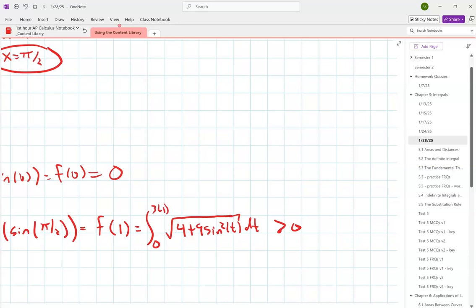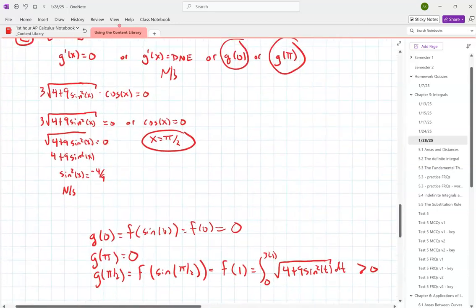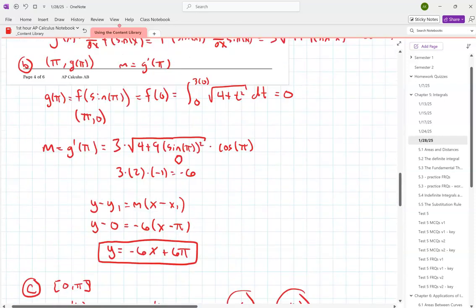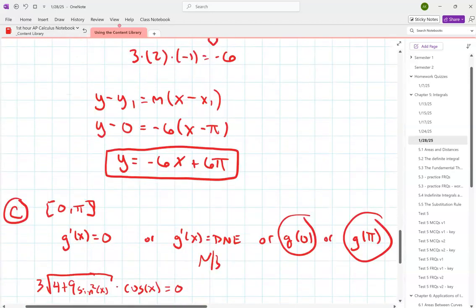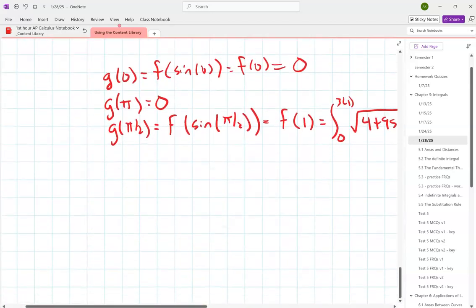So I don't care what it is. In fact, it says write the expression but do not solve. So it doesn't actually want me to take the integral of this thing. It doesn't care about that. I just am going to note that it's greater than 0. And because I know that is the biggest of those possibilities, I know that is my maximum value then.